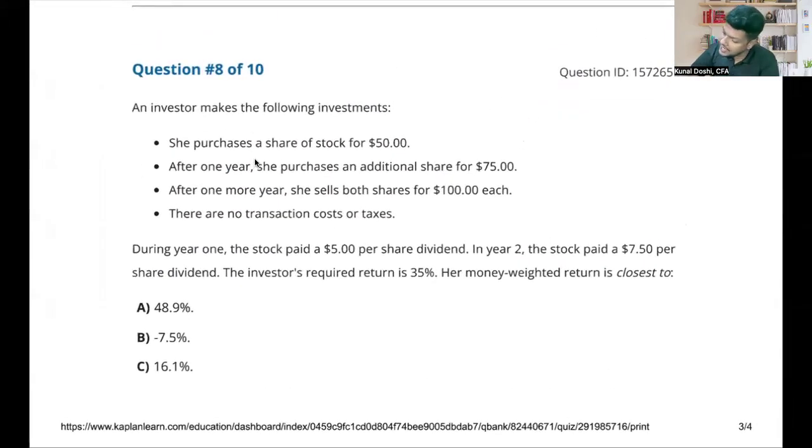Okay. An investor makes the following investments. She purchases a stock for 50. After 1 year, she purchases an additional one for 75. After 1 more year, she sells both the stocks at 100, with no transaction costs. The stock paid a dividend of 5 per share in year 1. In year 2, the stock paid 7.5 per share. Her required rate of return is 35%. That doesn't matter; they are asking for the money weighted rate of return. So for money weighted, I need to put everything in the cash flow. Everyone agrees with me? Put in a timeline.